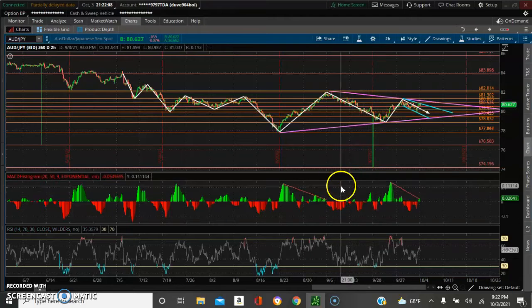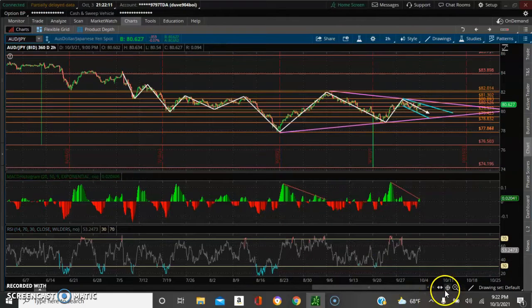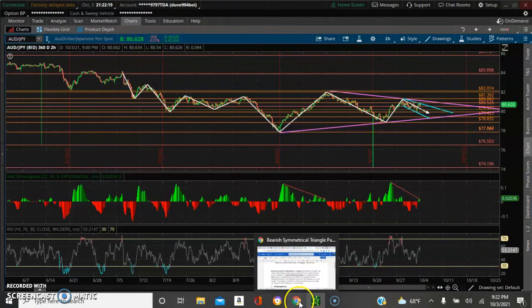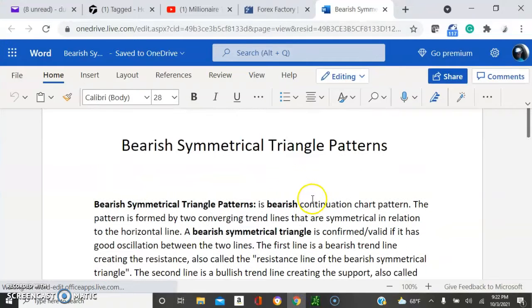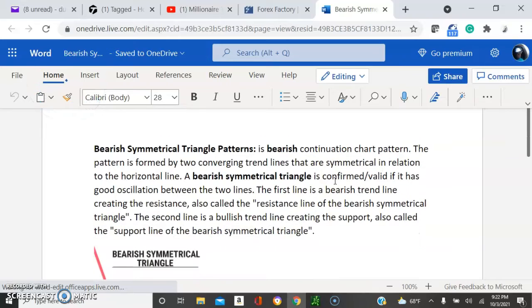So what I have on the chart right now, to get right into that, I'm going to go to one of my documents that I created. Where I got it at right here. So right now we're looking at a bearish symmetrical triangle pattern. So what is a bearish symmetrical triangle pattern? It's a bearish continuation chart pattern.